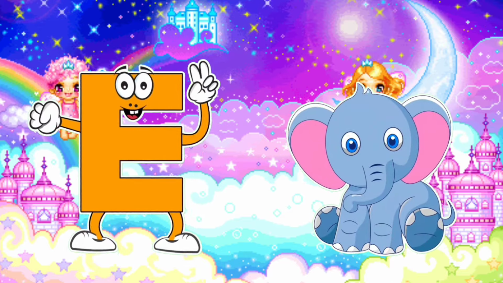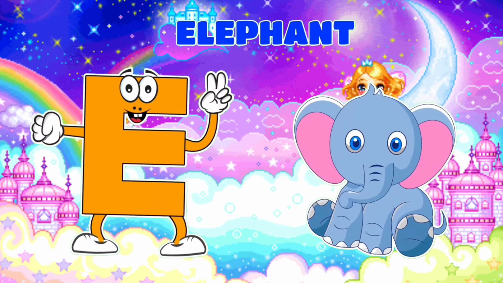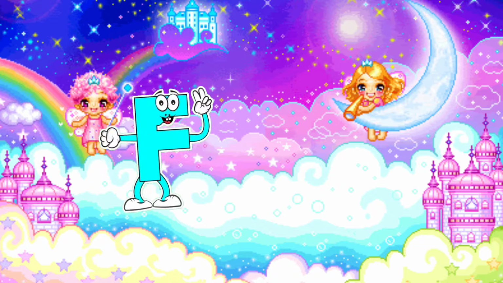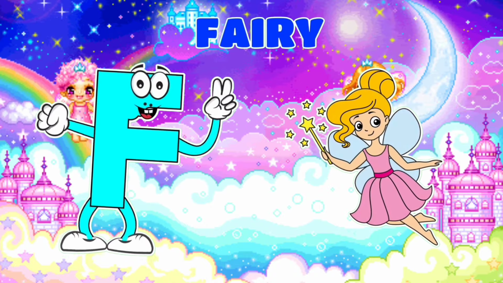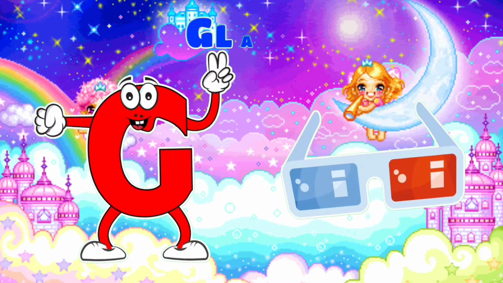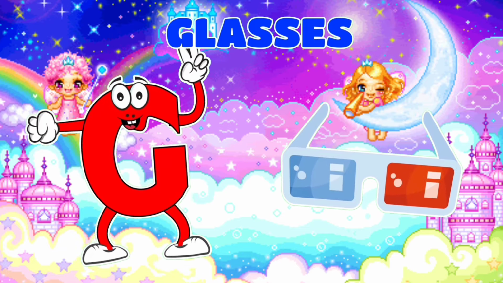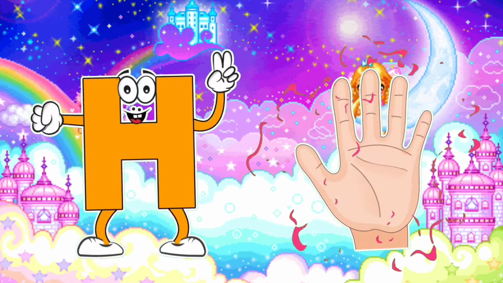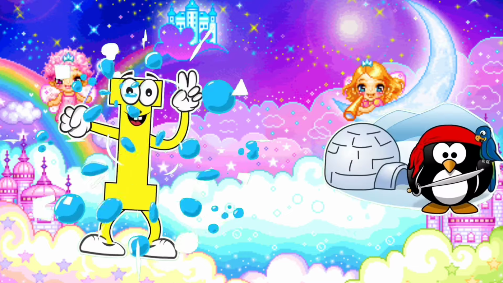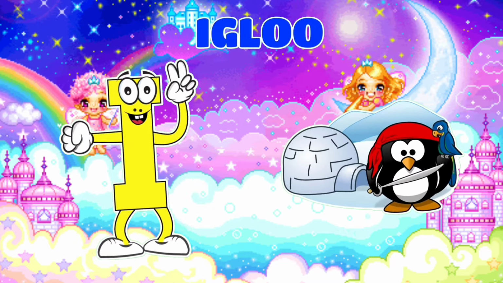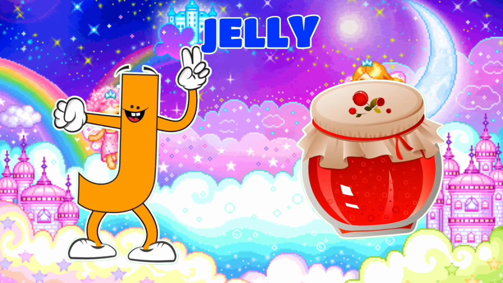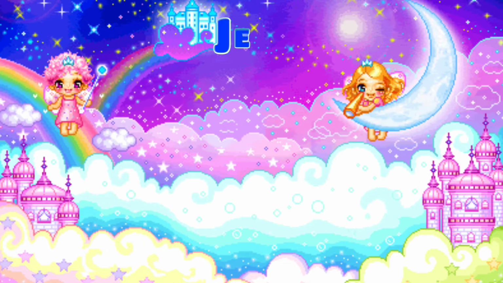E is for elephant. Elephant. E, elephant. F is for fairy. Fairy. F, fairy. G is for glasses. Glasses. G, glasses. H is for hand. Hand. H, hand. I is for igloo. Igloo. I, igloo. J is for jelly. Jelly. J, jelly.